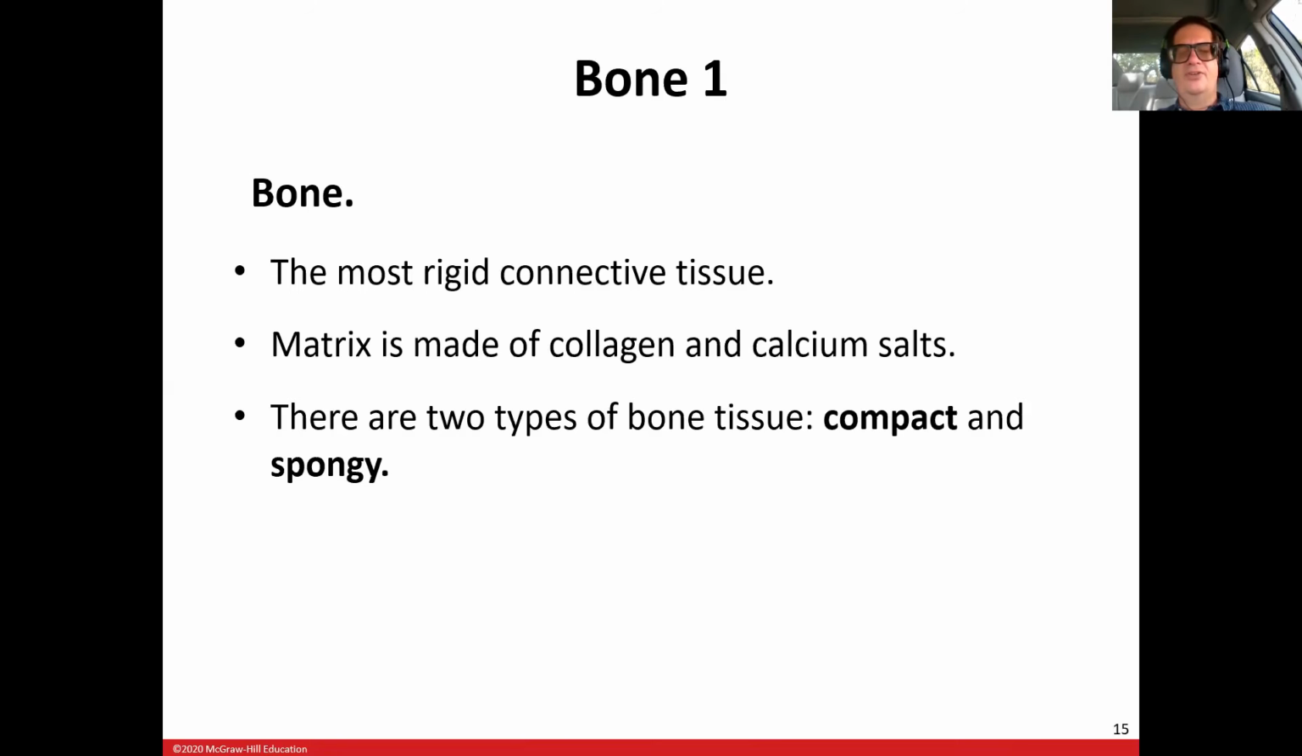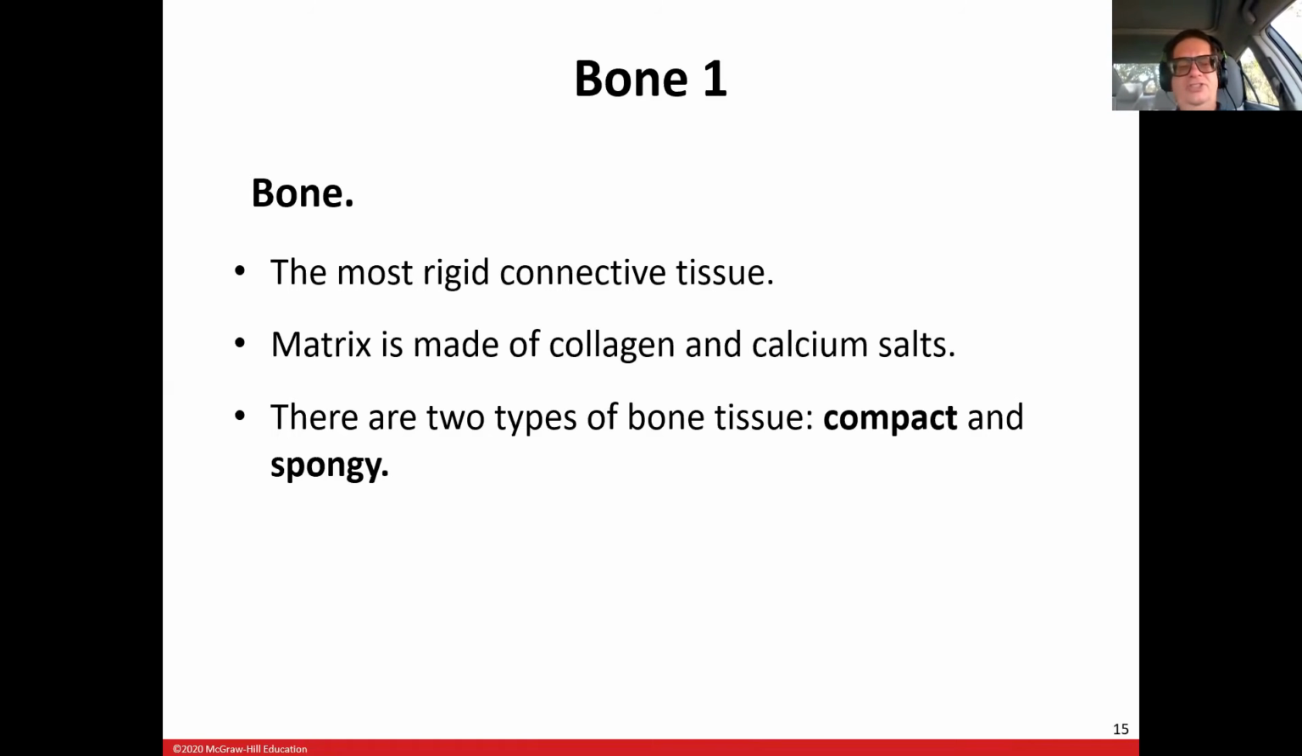All right, bone is the stiffest and most rigid of the connective tissues that we have. The matrix is collagen and calcium salts. We're talking hydroxyapatite type things. There are two types of bone, compact bone and spongy bone. Compact bone is super tough. Spongy bone tends to be lighter.